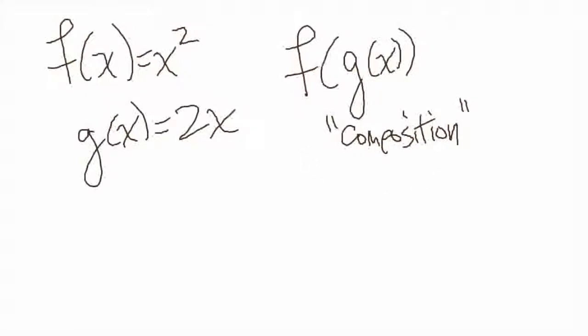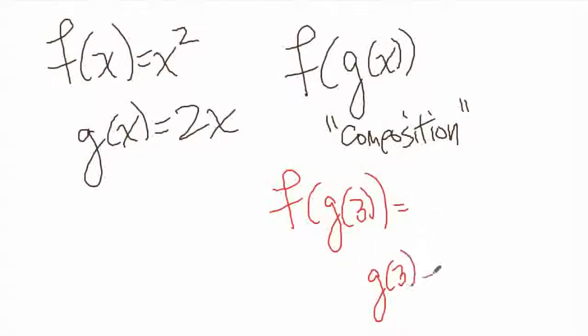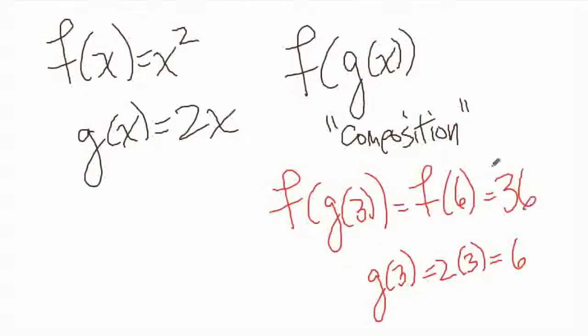So, for example, if I had f of g of 3, the first thing I ask myself is, what is g of 3? And that is 2 times 3, or 6. And now I can replace the inner function with 6. And then I ask myself, what is f of 6? Okay, so hopefully that's a reminder of what composition is. And let's do another example, and I'll ask you to calculate some values.